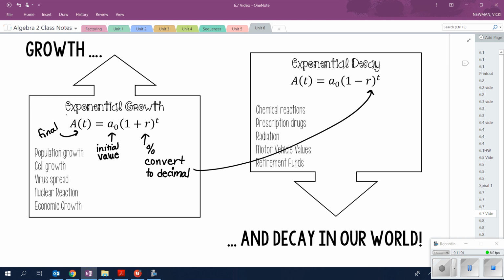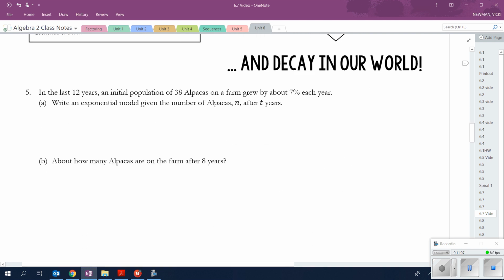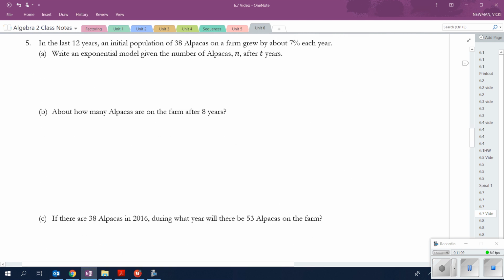All right, so we're going to start with some basic ones. Nothing fancy is going to happen today. You're going to think this is easy. It's a formula we plug in. But you are required to put these formulas in your brain. Okay? So, in the last 12 years, an initial population of 38 alpacas on a farm grew by 7%.